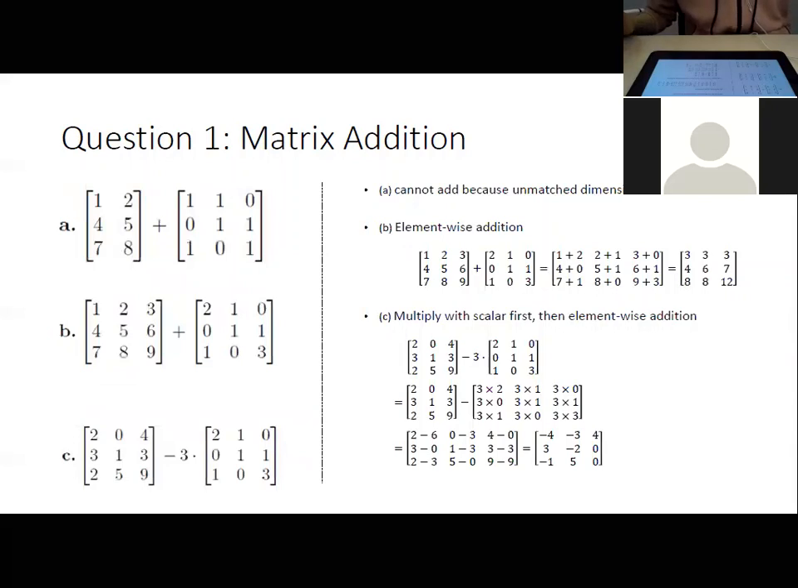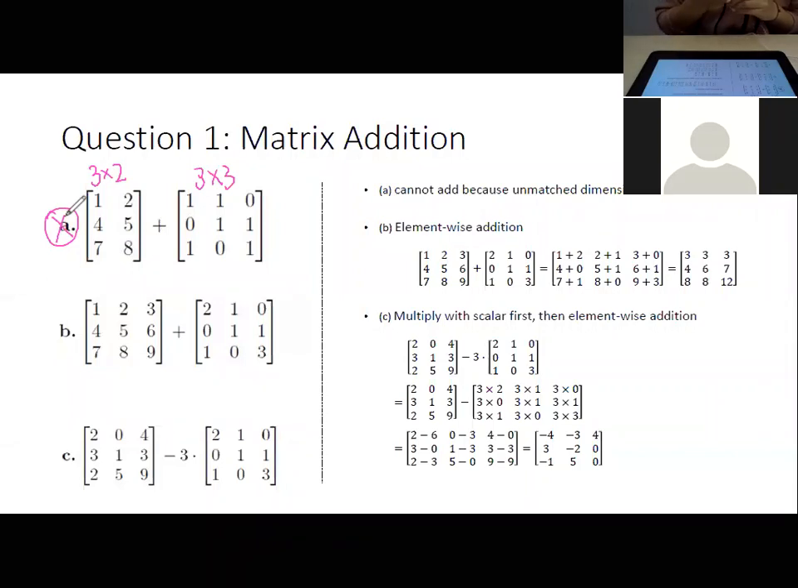For question A, as we mentioned before, we will check the size. The size of the first matrix is 3 times 2. And the size of the second matrix is 3 times 3. So it's obvious that these 2 matrices do not have the same dimensions. According to key point 1, these 2 matrices cannot do the matrix addition. And now we move to question B.